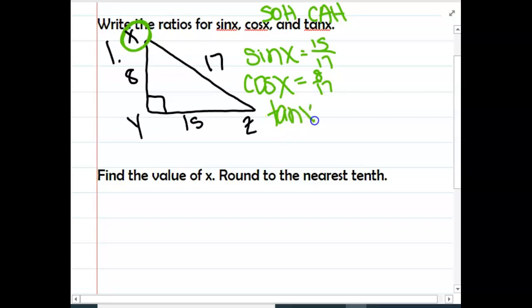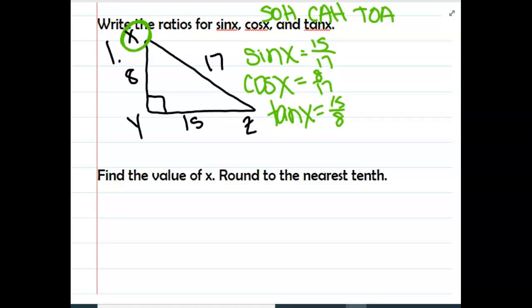And then lastly, to find tangent of X, that's TOA. To find tangent, you're going to take opposite over adjacent. So once again, in relation to angle X, you're going to take opposite over adjacent. So it's going to be 15 over 8. Okay, that's one of the things we're going to be doing today. And then, like Hank said, if you can reduce those fractions, you would want to. Okay, questions on that one?